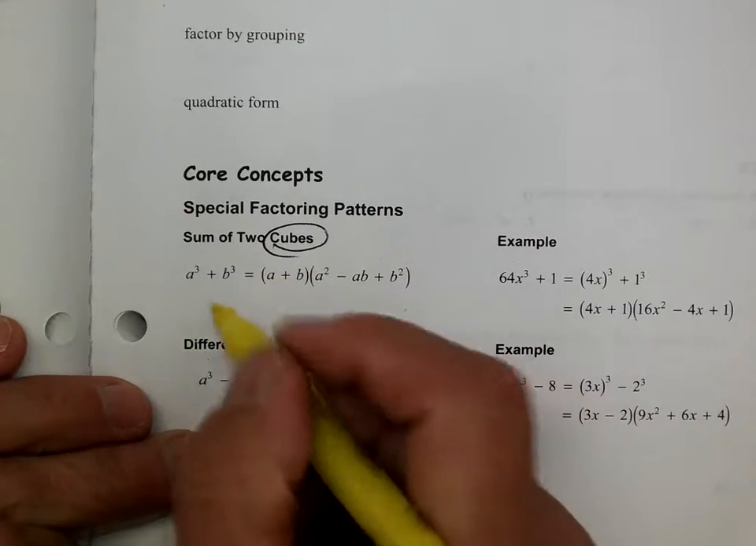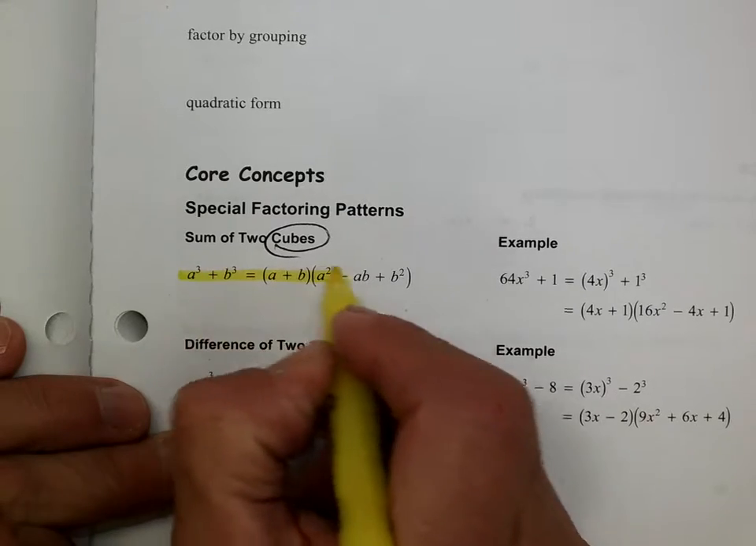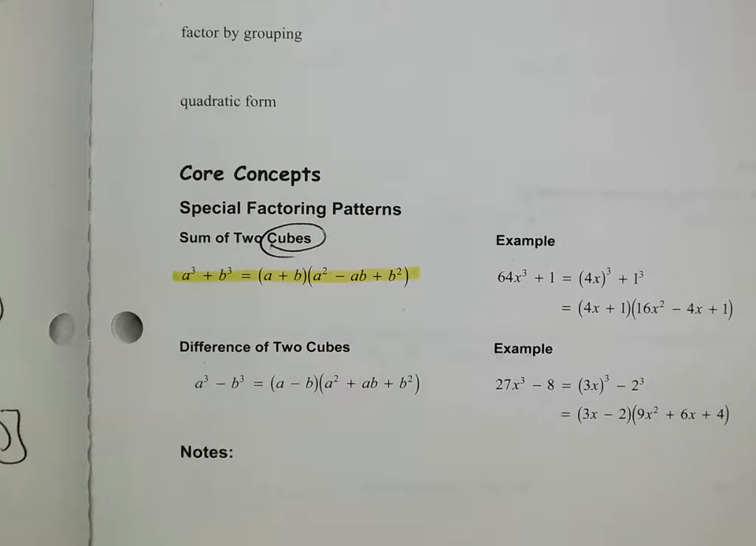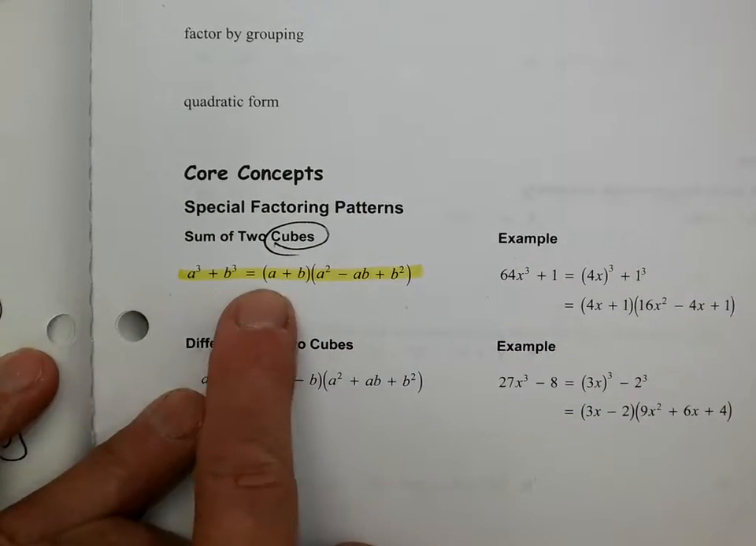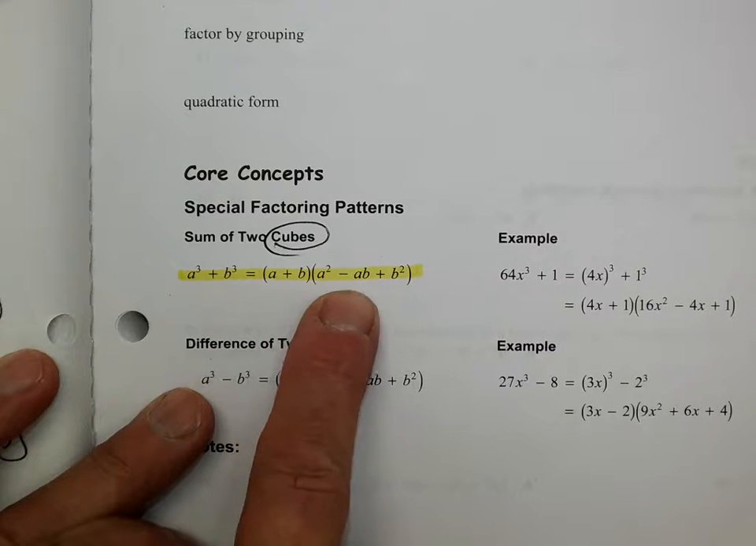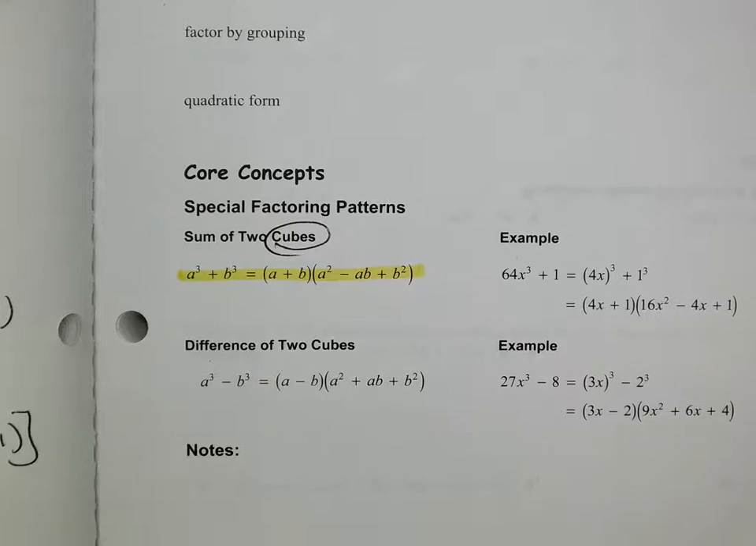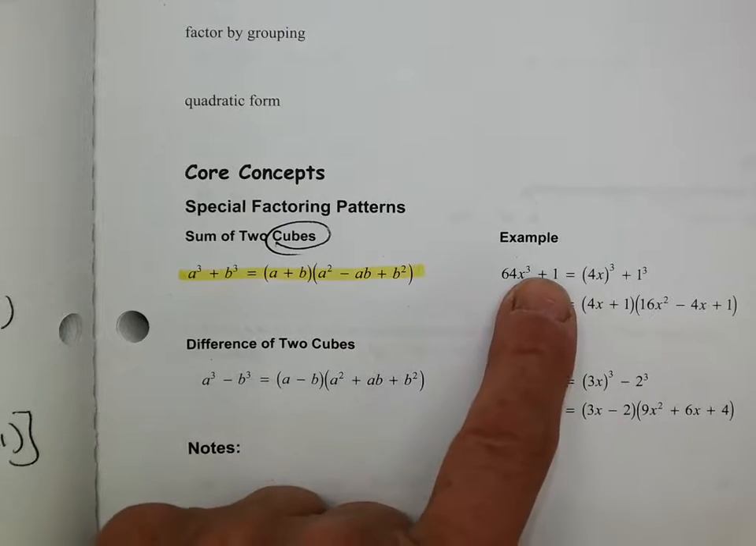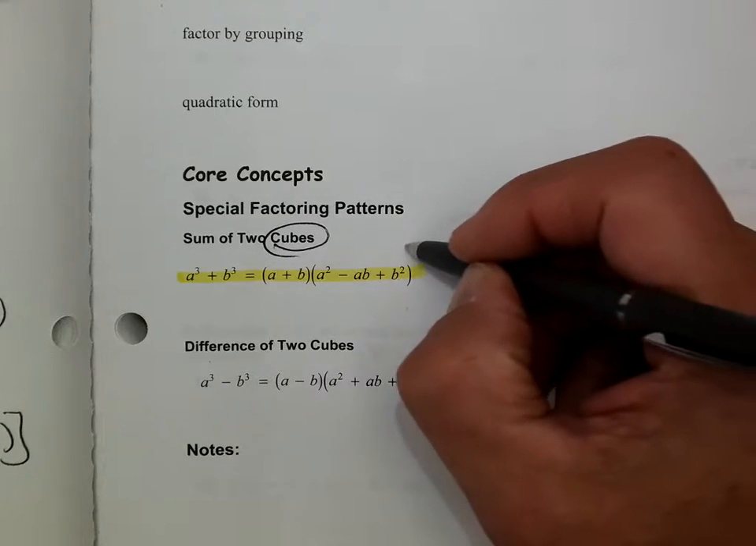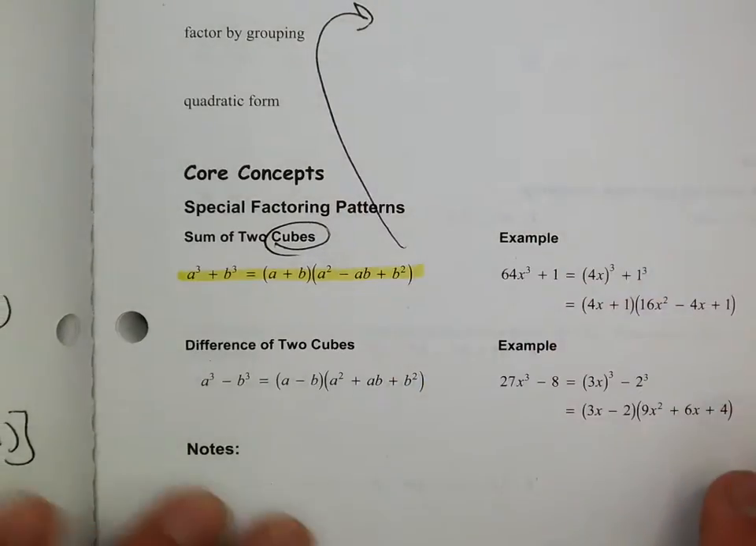If we have a cube plus a cube, it's going to be a plus b times a squared minus ab plus b squared. Well, what does that mean? They give you an example. I'm going to give you an example too that's a little bit easier than theirs. So let me give you an example up here.